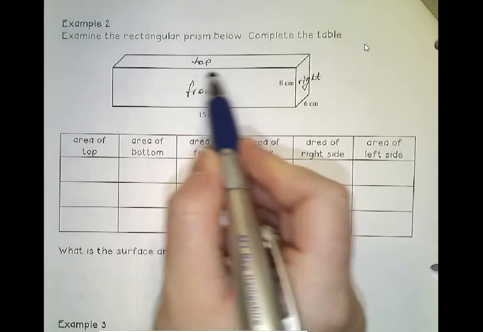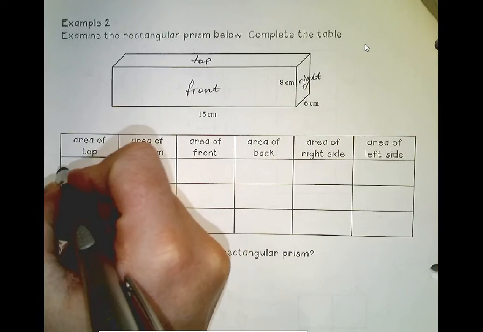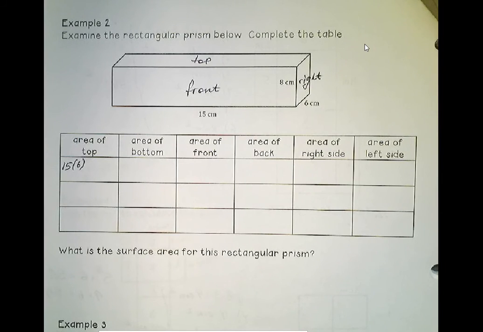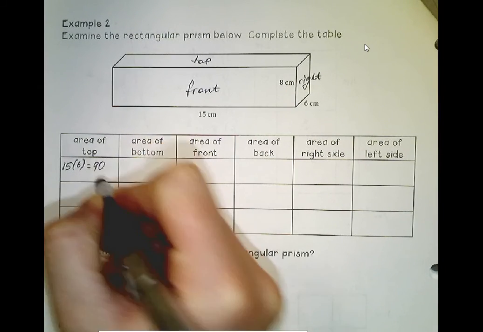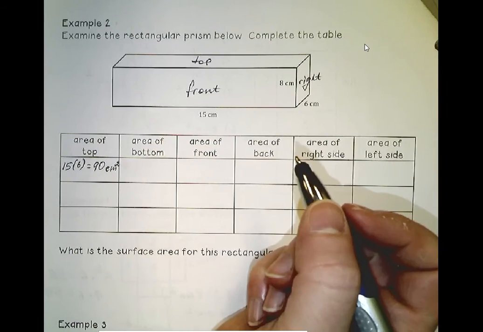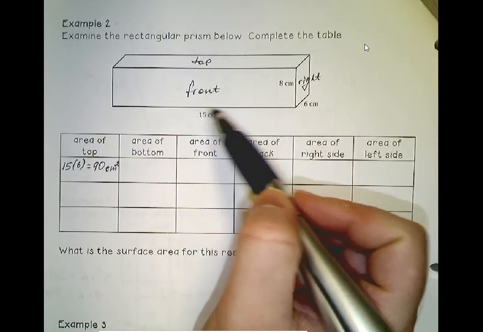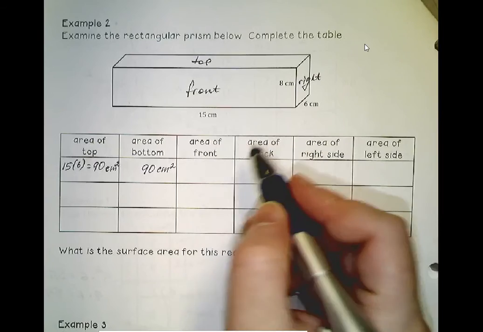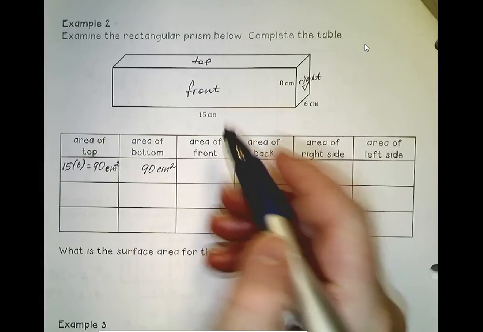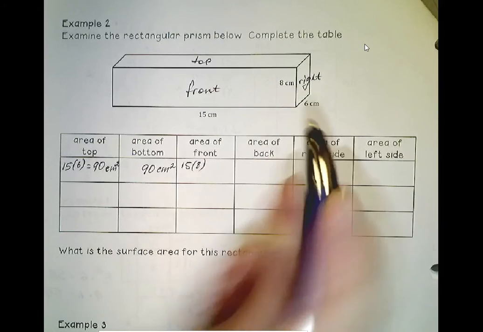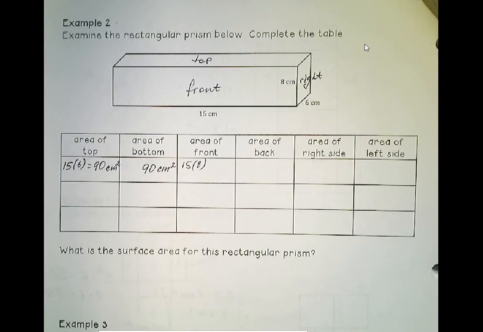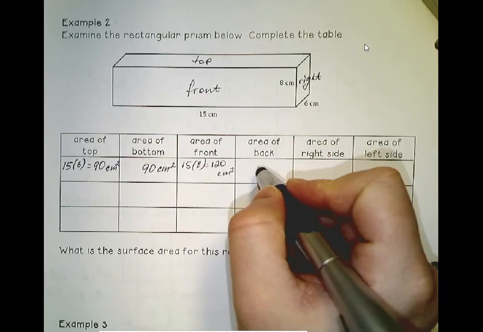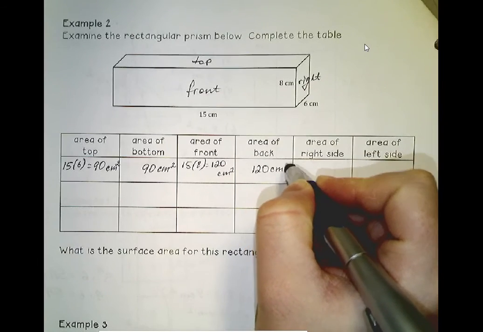Area of the top is 15 by 6. So 15 times 6. 15 times 6 is 90 centimeters squared. Since the top is 90, the bottom is exactly the same thing. So I'm just going to write 90 centimeters squared here. The front, 15 by 8. 15 times 8. 15 times 8 is 120 centimeters squared. So the back is also going to be 120 centimeters squared.